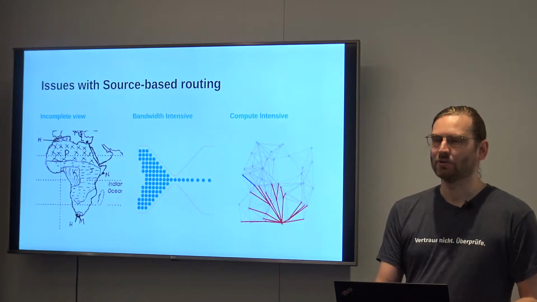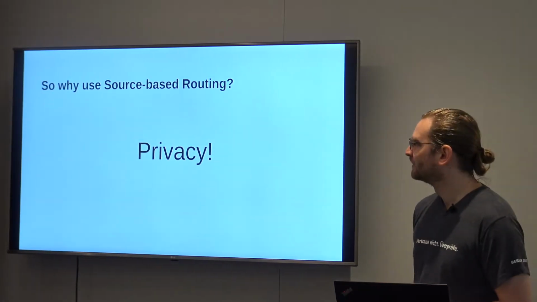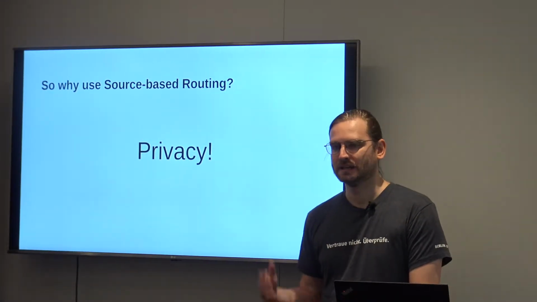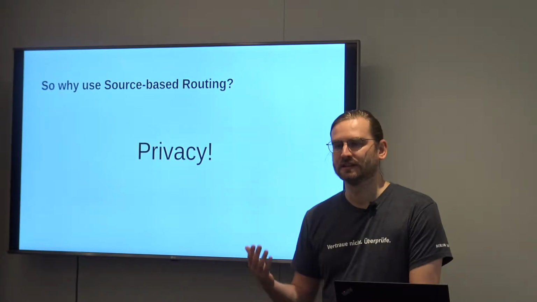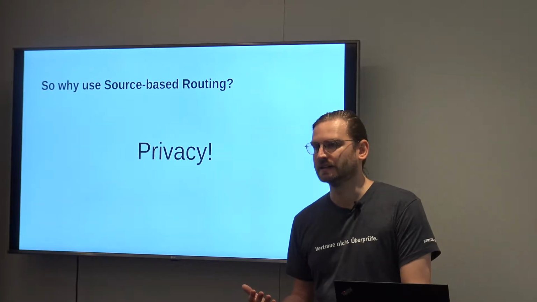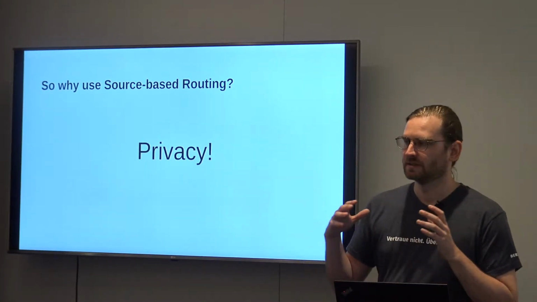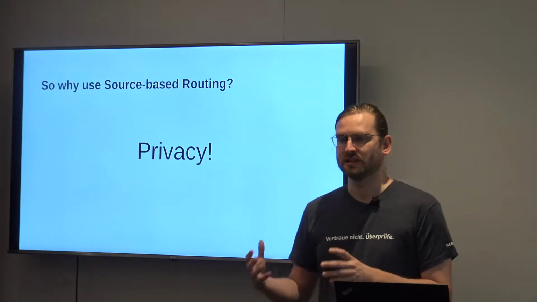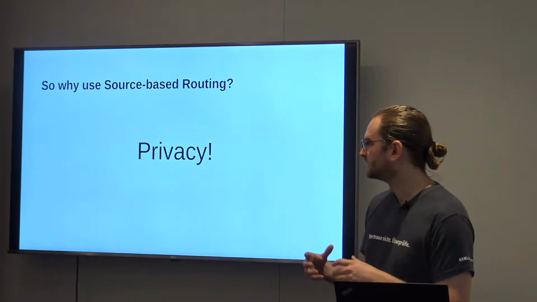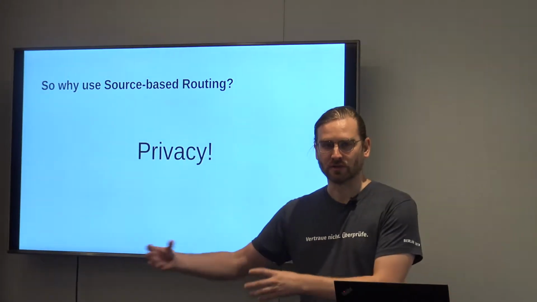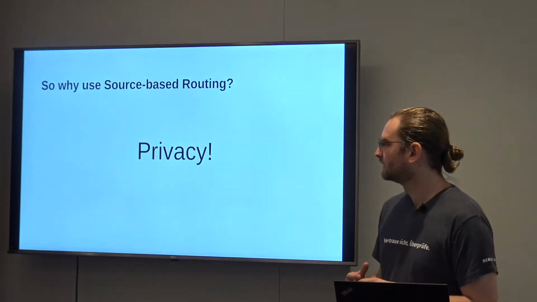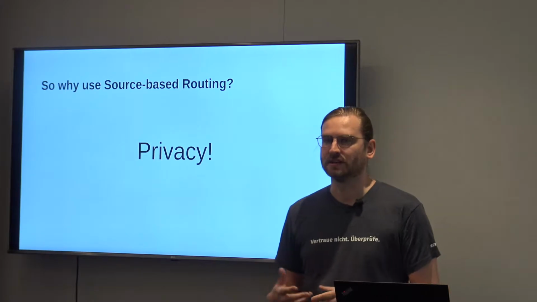So why are we doing all of this? Well, the reason pretty much is privacy. We decided to make source-based routing the default, because it is the most private way of routing in a network. The sender never actually tells anybody else who the recipient is. All the people see in the network is that there is an onion going through and an HTLC going through along with it, but it doesn't learn anything beyond that.